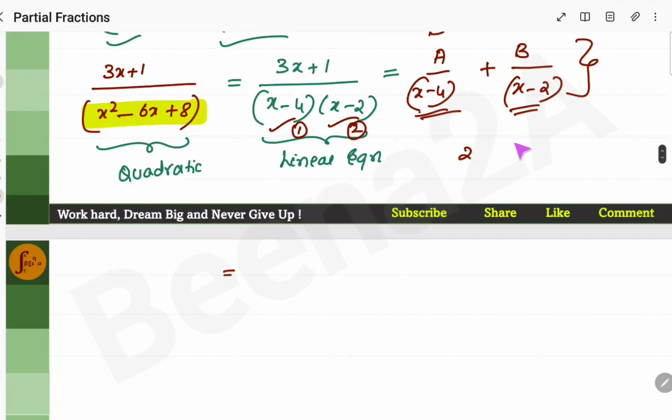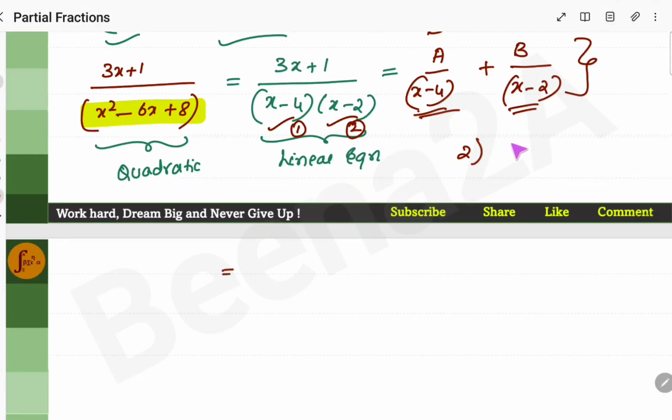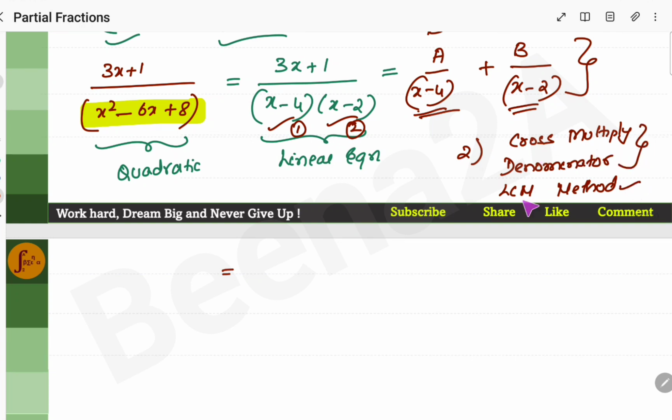There are two methods here, right? To simplify, you can cross multiply the denominators, or you can take the LCM method. Let me go with cross multiplication. The LCM method is simpler actually, but let's go with cross multiplication. We'll go with the LCM method in the next set of problems. Now here I'll cross multiply.